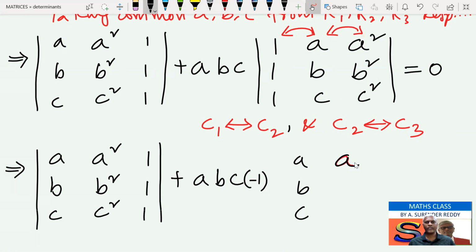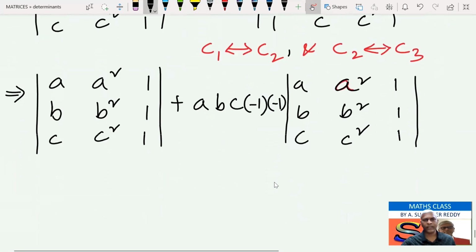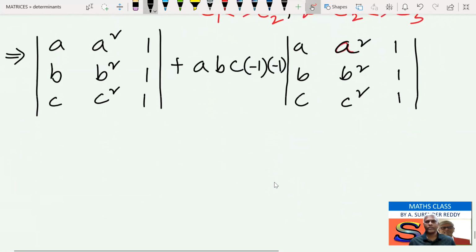ఇది A square B square C square 1 1 1. So we are interchanging the columns. So interchanging the columns or rows, we get minus sign. So 2 times we are interchanging, minus minus will become plus. So further simplifying, and right side is 0.